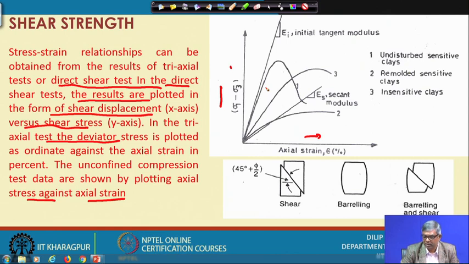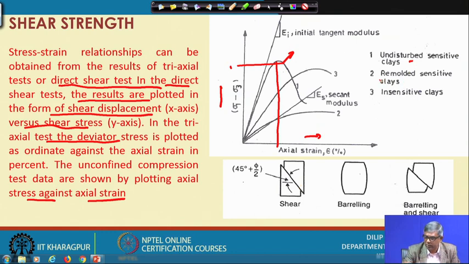Now, this figure presents the stress strain behavior of 3 different soils. You can see the first one, this one, is undisturbed sensitive clay. Sensitive clays in undisturbed condition, if you test, will show a prominent peak stress at a very low strain, and this one typically can have a failure like this.